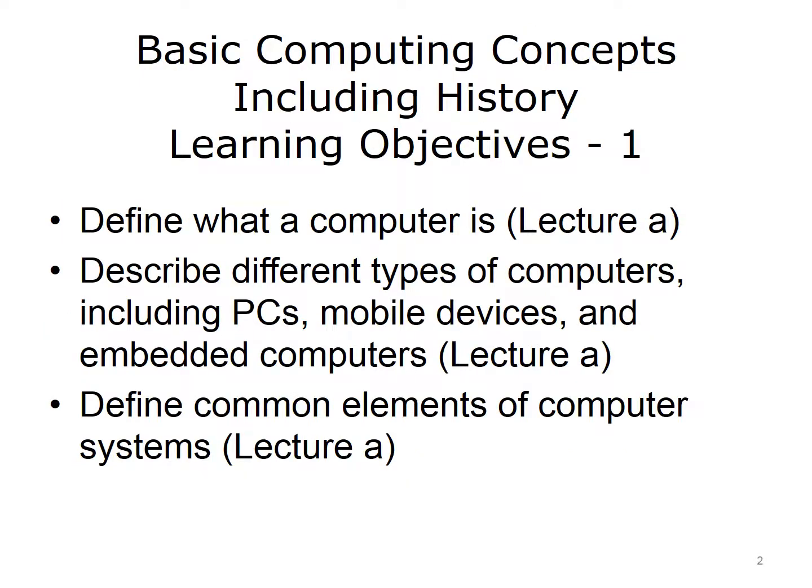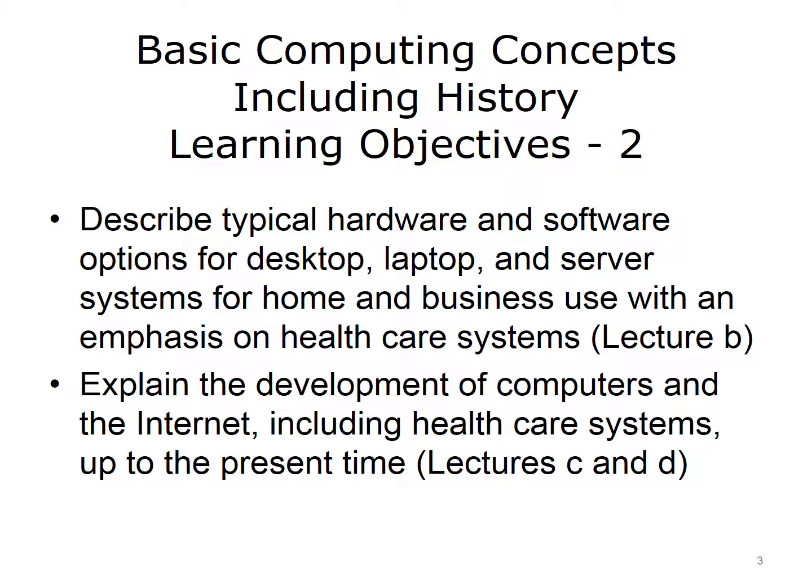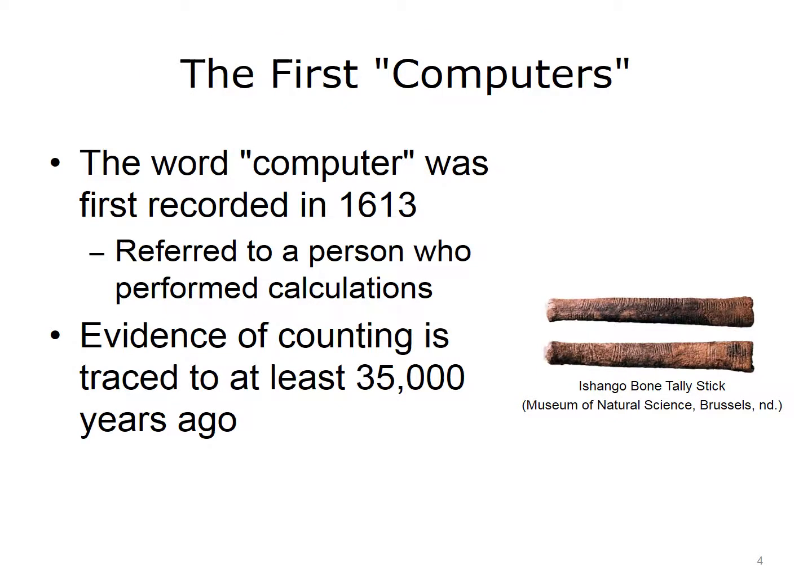The learning objectives for this unit, Basic Computing Concepts including History, are to define what a computer is, describe different types of computers, including PCs, mobile devices, and embedded computers, define the common elements of computer systems, describe typical hardware and software options for desktop, laptop, and server systems for home and business use, with an emphasis on healthcare systems, and explain the development of computers and the Internet, including healthcare systems, up to the present time. This lecture begins the discussion of the development of computers, the Internet, and healthcare systems. This discussion carries over to the next lecture.